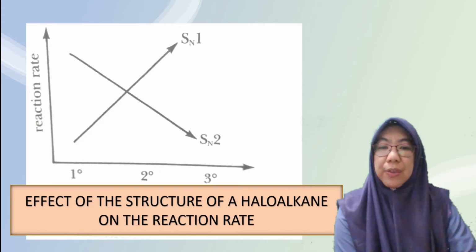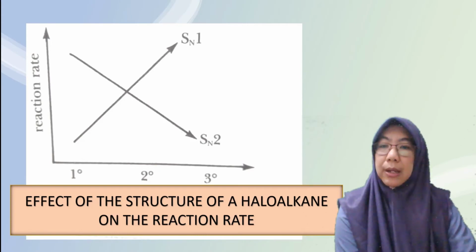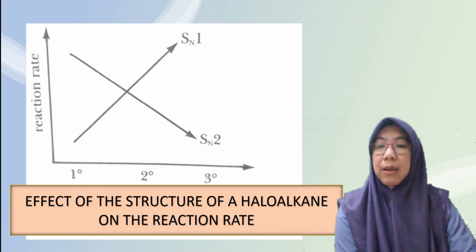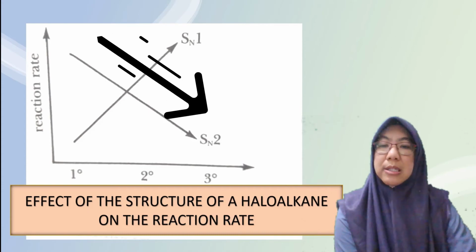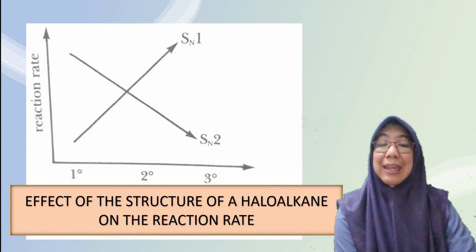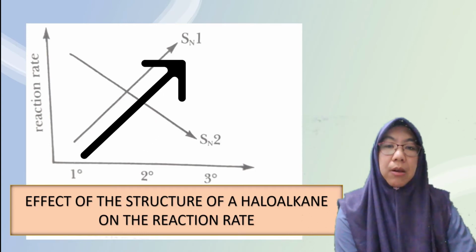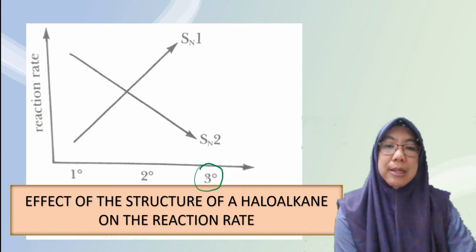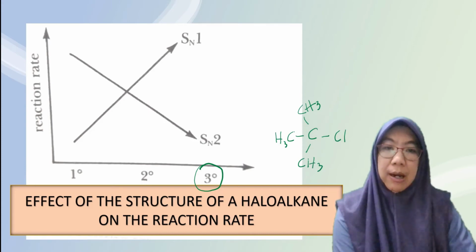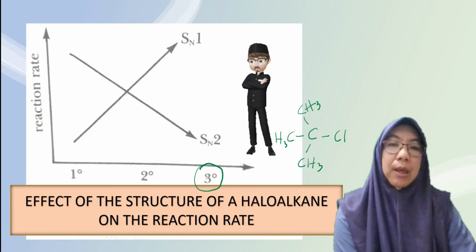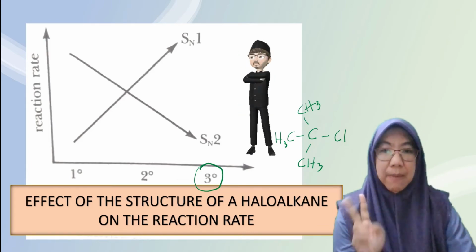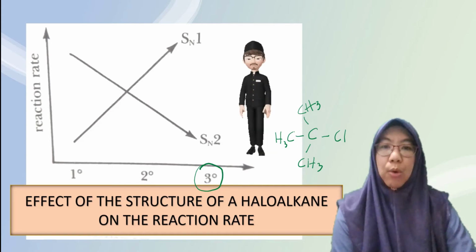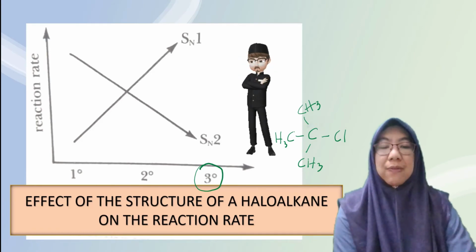This shows the effects of the structure of a haloalkane on the reaction rate. In this graph for primary, secondary, and tertiary haloalkanes, the rate for SN2 is decreasing, while for SN1 it is increasing. Why does this happen? This is the tertiary haloalkane. You must remember that this headmaster is shy because SN1 consists of two steps, and he can marry only one wife. So he is shy because he has to persuade all the wives.